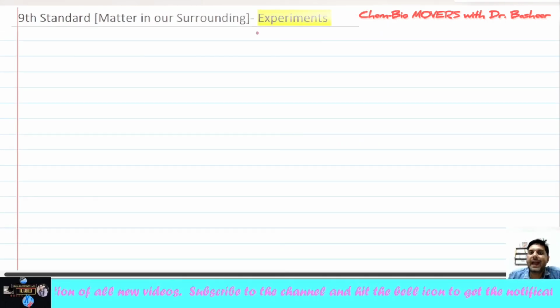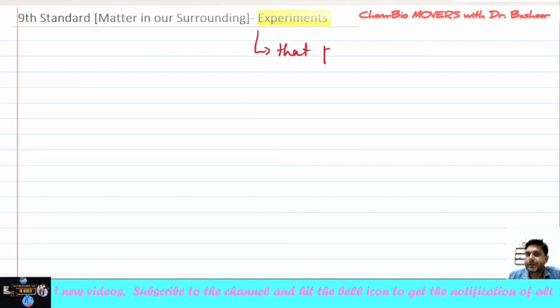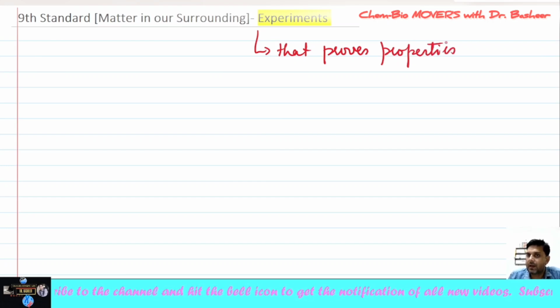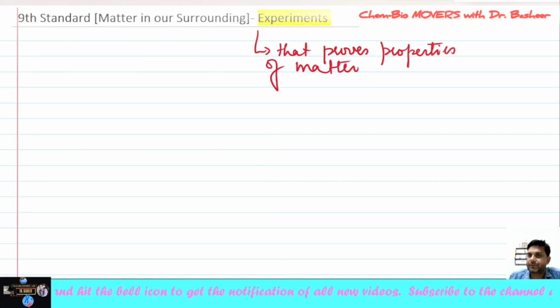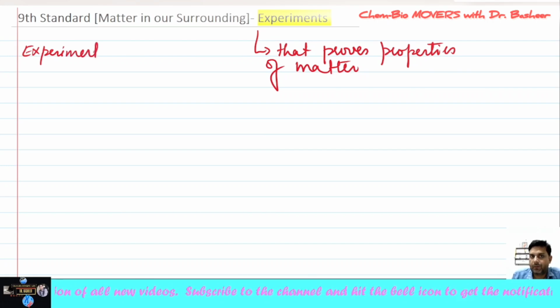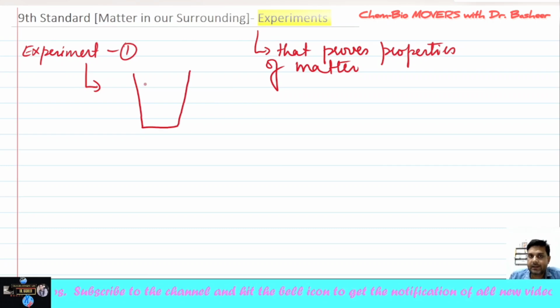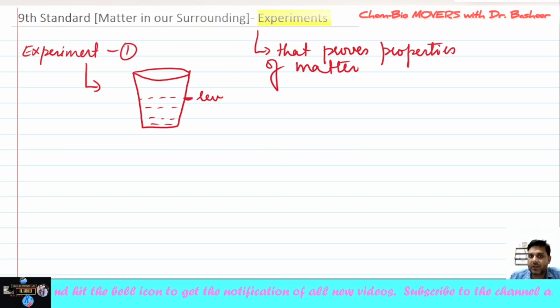Come to the next topic, experiments that prove properties of matter. In that topic, we are going to discuss experiments one by one and prove the properties of matter. Experiment number 1. In that, what we have to do, we have to take one glass filled with water and mark the level of water.